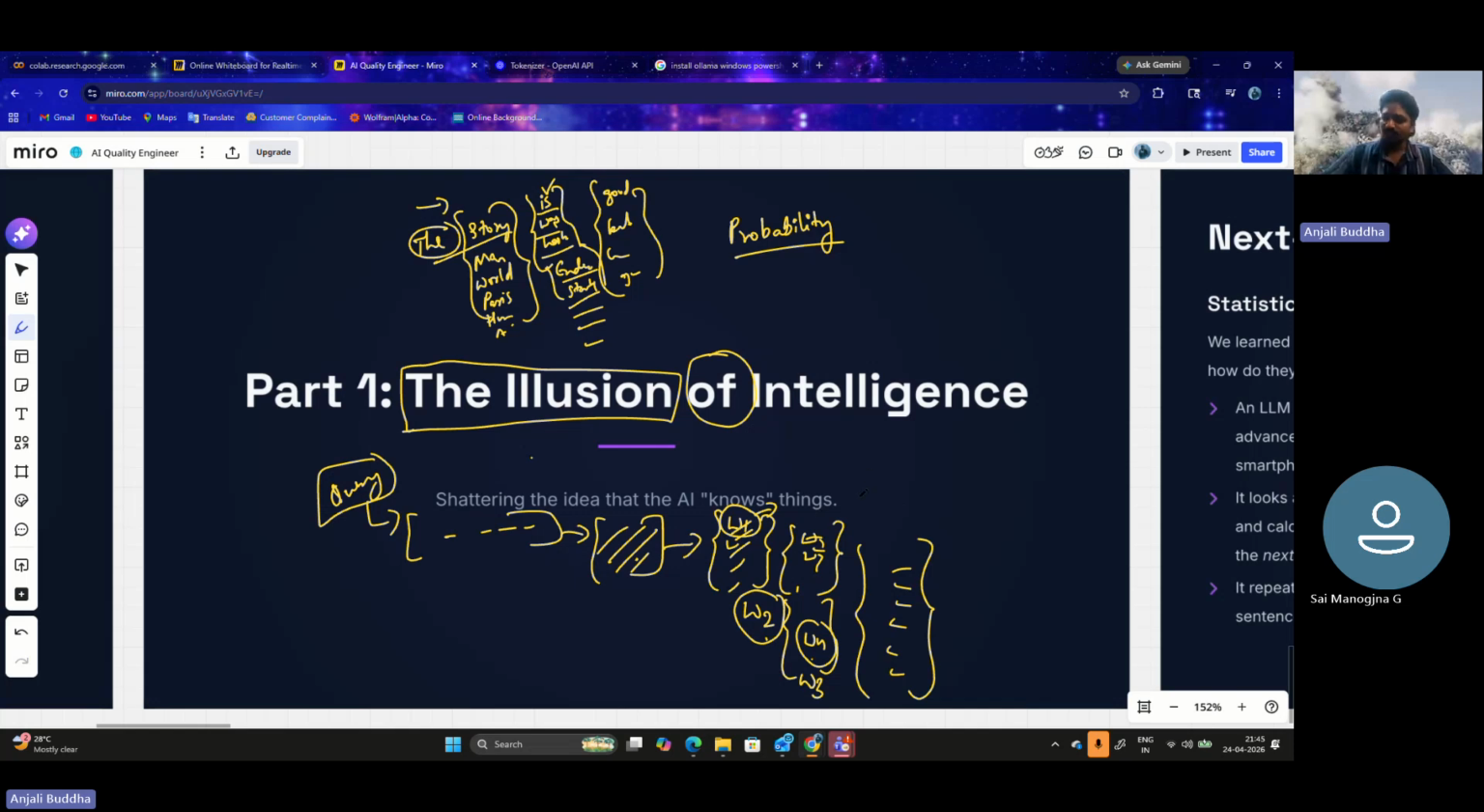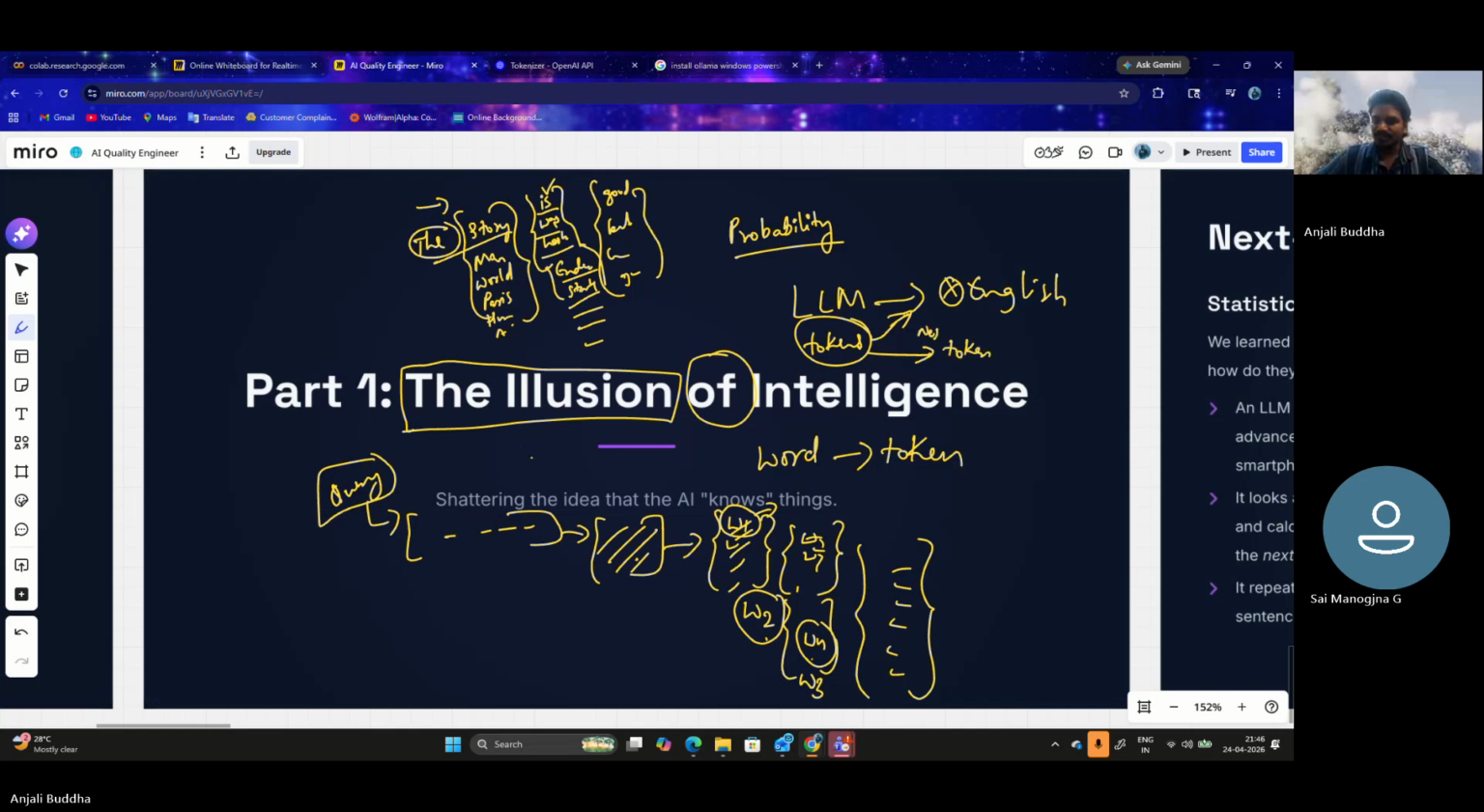Instead of word, we should say token, because LLMs don't understand English at all. They understand a set of tokens. Tokens are nothing but the English words which make sense to that model, but from the LLM's perspective, they are tokens, not words. Every time generation happens, it is trying to predict the next possible token.